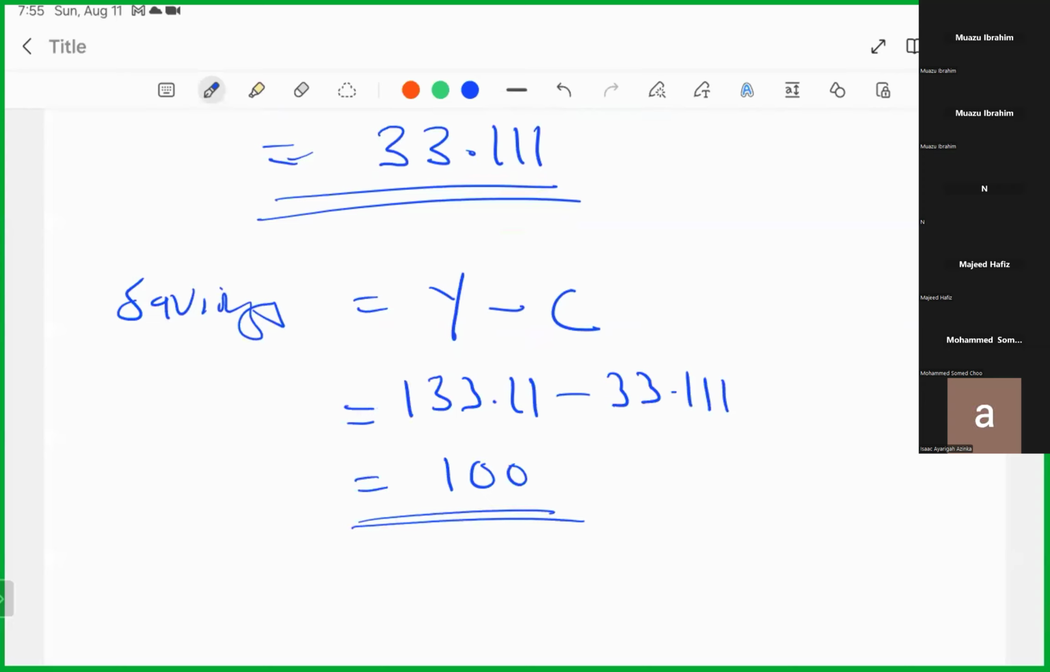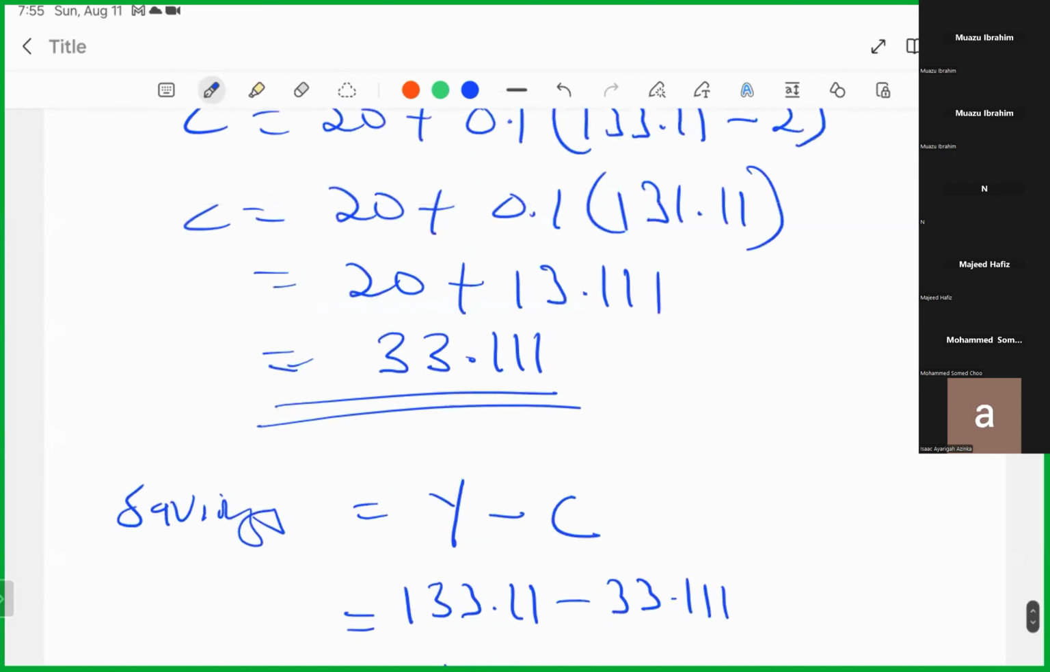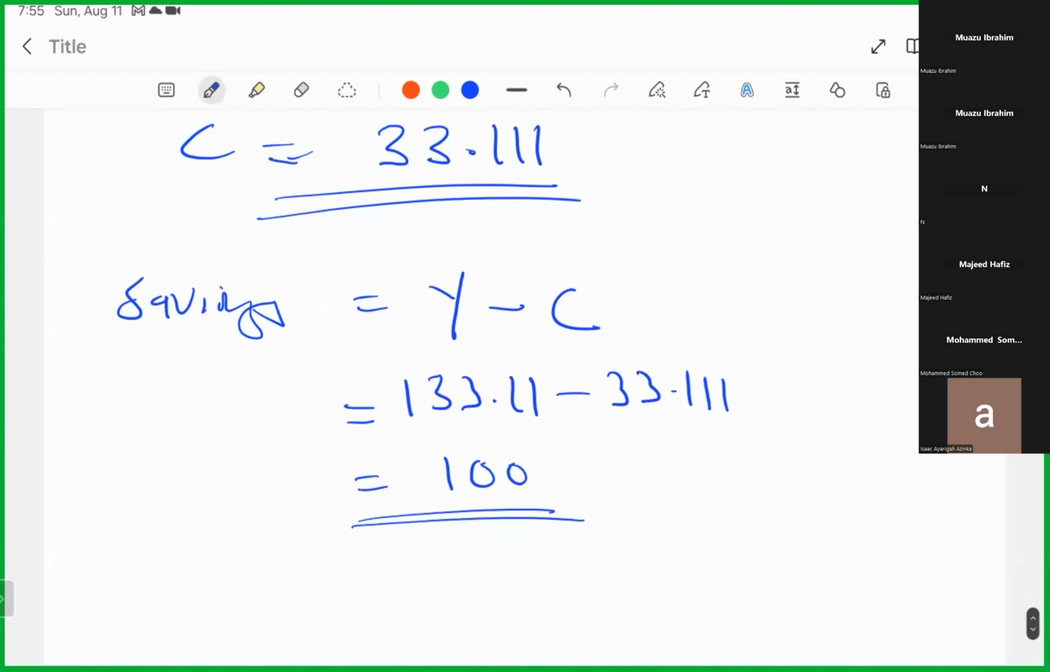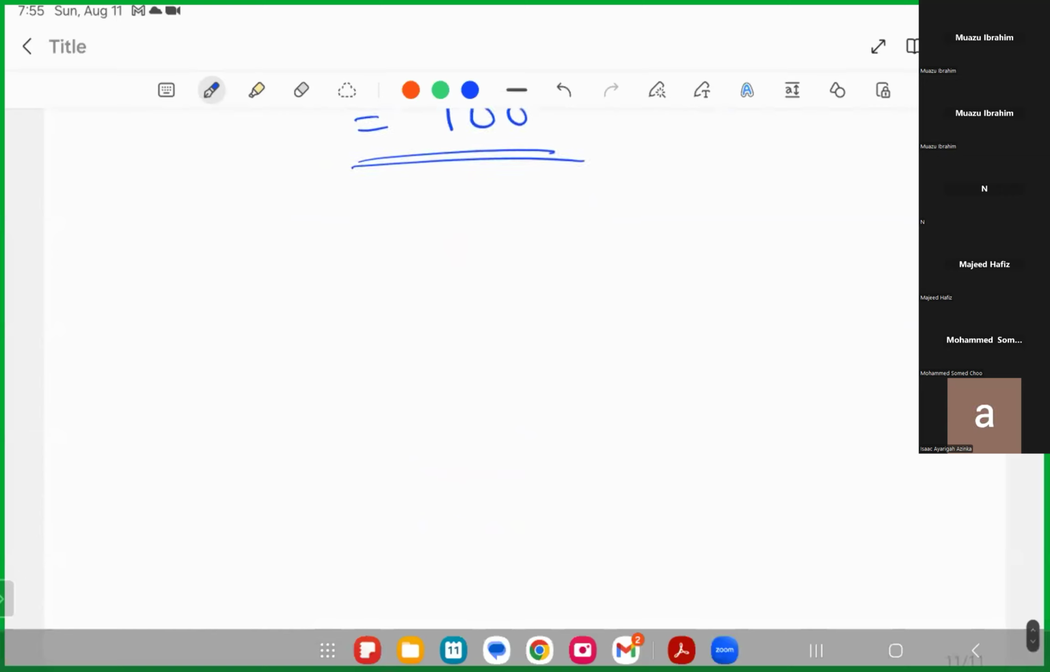So this is how you do it. The key focus is for you to get the consumption function right. If the consumption function is wrong, your equilibrium national income will be wrong, the value of the consumption itself will be wrong, and the savings will be wrong. So you will lose a lot of marks. Any question? Okay, so that ends this particular slide.